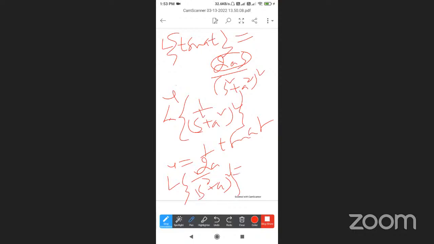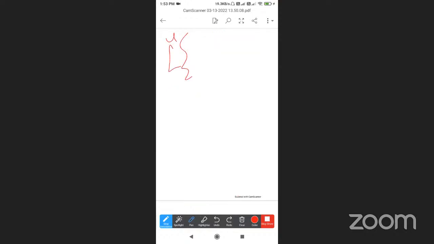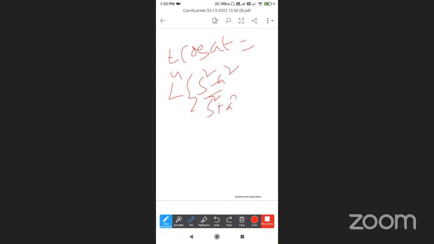in terms of cos. In terms of cos, inverse Laplace transform of s square minus a square by s square plus a square is a whole square is equal to t cos at. So we have to write inverse Laplace transform of t cos at is equal to inverse Laplace transform of s square minus a square by s square plus a square is a whole square.